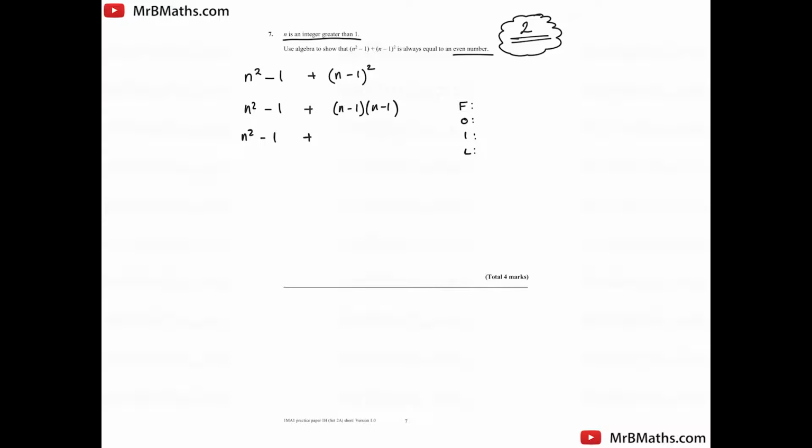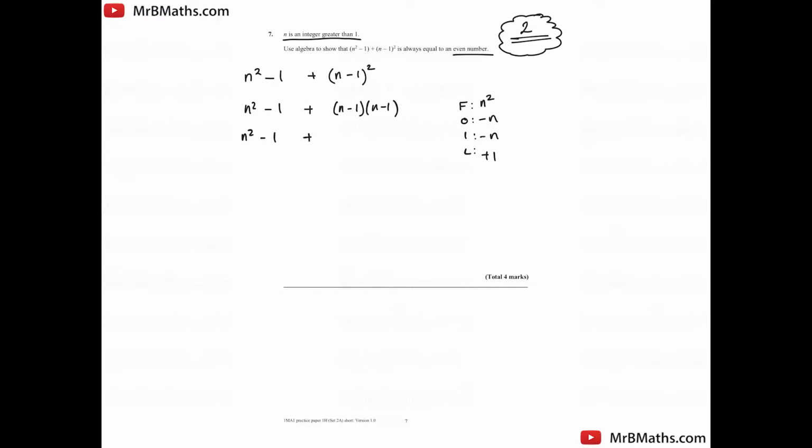FOIL, so the first of each term would be these two. So n times n would give n squared. The outside terms would be n times minus 1, which would give us minus n. Then we have the inside, which is minus 1 times n, which again would give us minus n. And the last, which would be minus 1 times minus 1, which would give us plus 1, remembering that 2 minuses when multiplied will give us a positive sign.